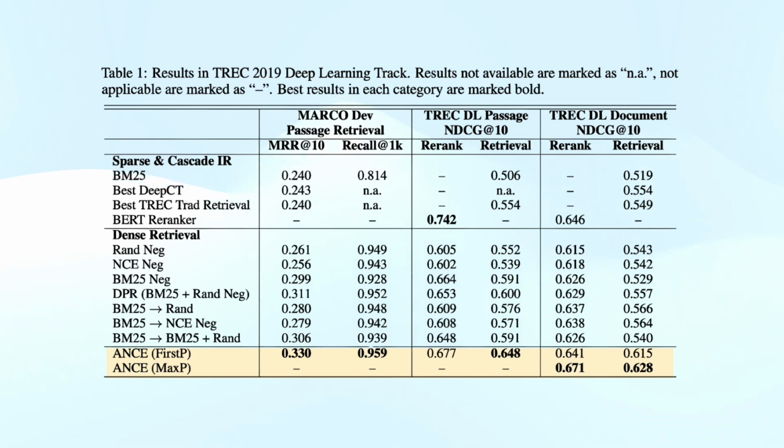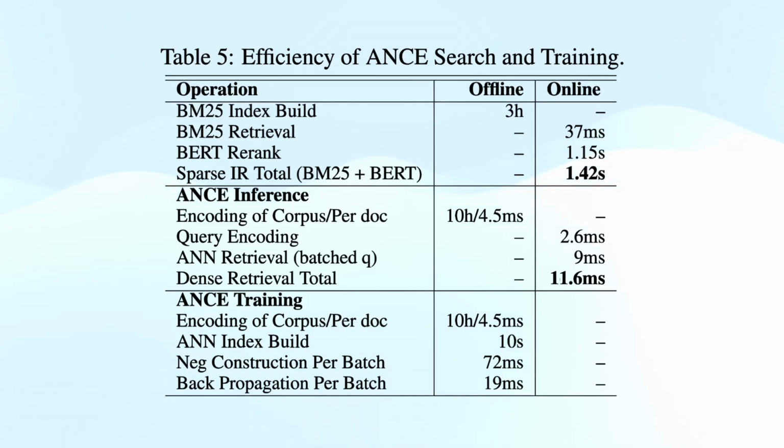The table above presents the experimental results. As you can see, ANCE outperforms most of the baseline models across 3 different datasets. For more detailed information on this section, you can refer to the paper. What I want to emphasize here is the efficiency of ANCE. The table provides a cost comparison between ANCE search and training and the BM25 method. As you can see, the total inference cost of ANCE is significantly lower than the sparse IR total, which combines the cost of BM25 retrieval and BART re-ranking.